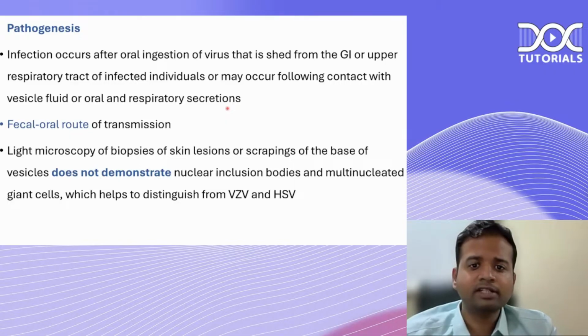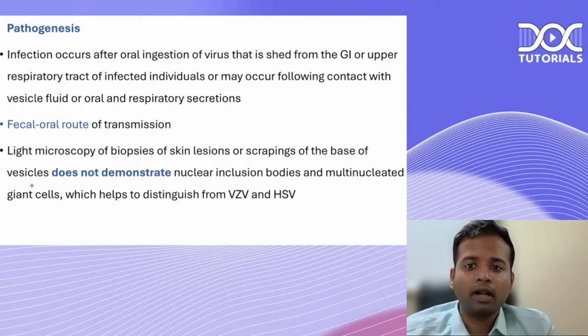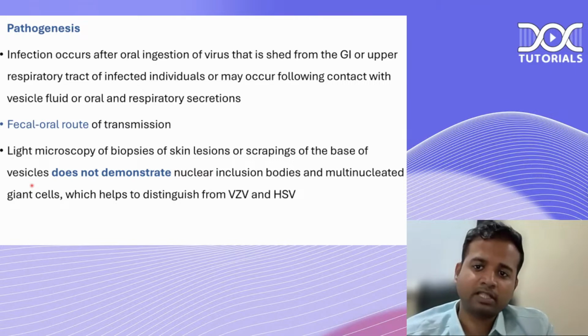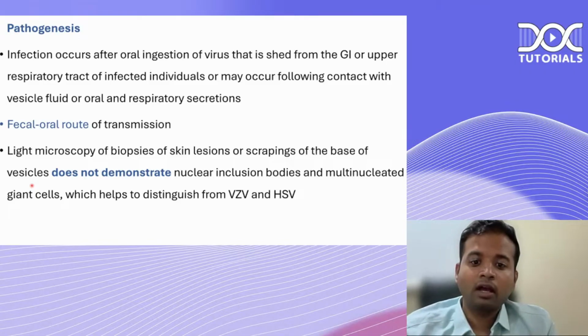And how will you differentiate from other vesicular diseases? If you do light microscopy of biopsies of the skin lesions or scrapings of the base of the vesicles, they do not demonstrate nuclear inclusion bodies or multinucleate giant cells, which are commonly present in chickenpox or herpes simplex virus vesicular diseases. So HFMD and herpangina vesicles do not show multinucleate giant cells or intranuclear inclusion bodies on microscopy. That is one of the pathological differences.